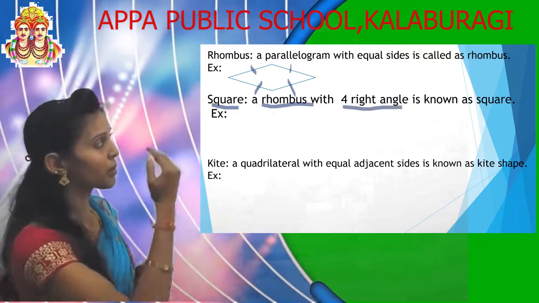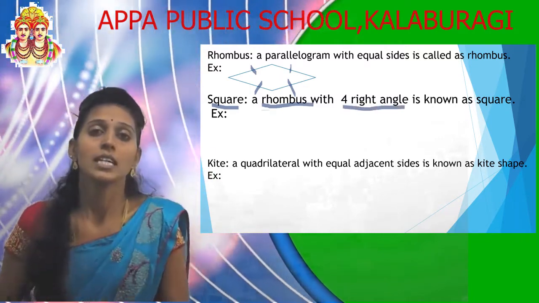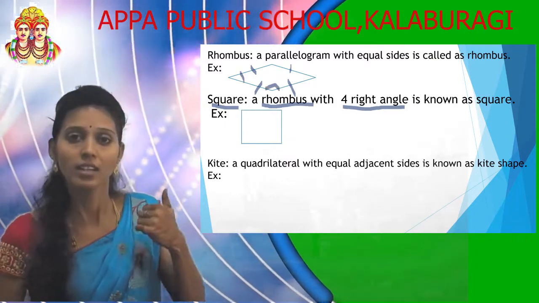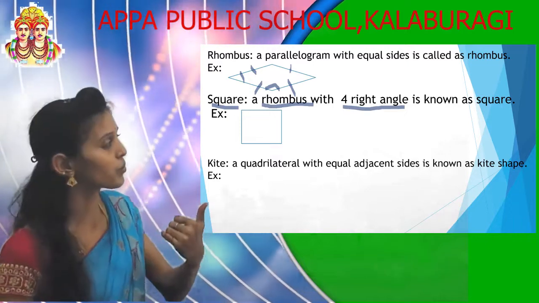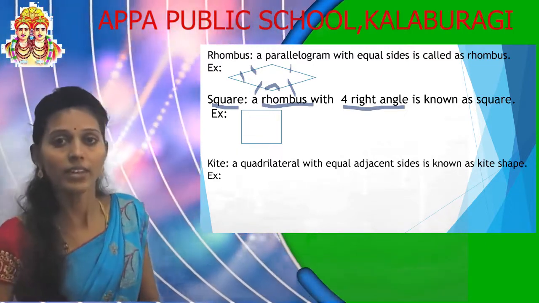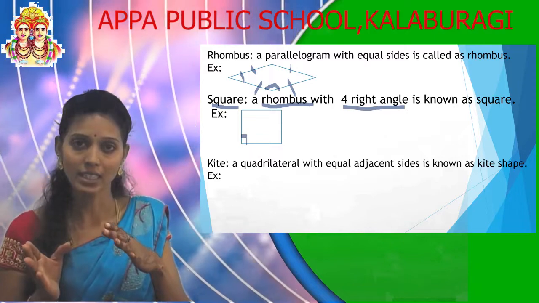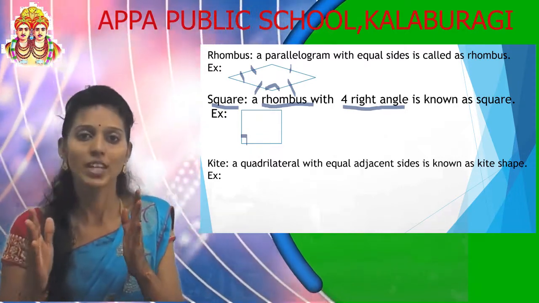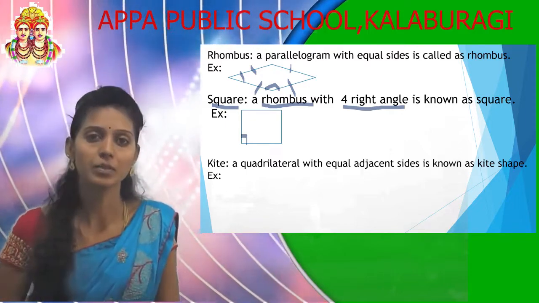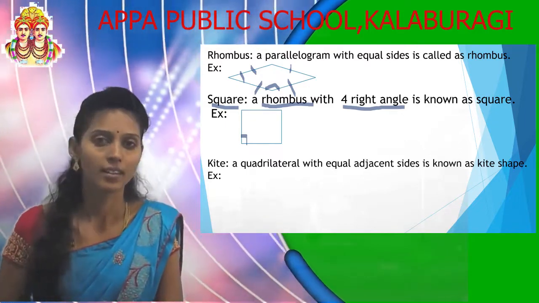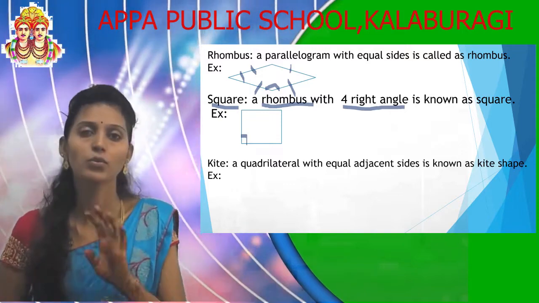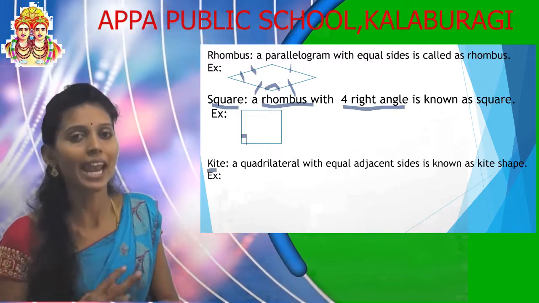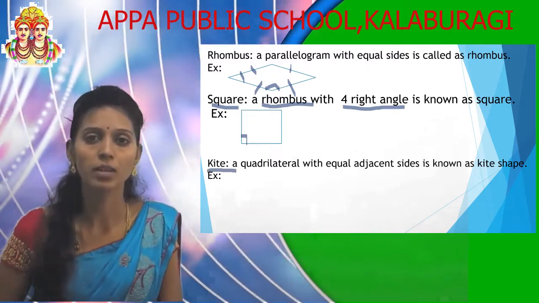Then what is the relation between rhombus and square? The same rhombus, here also, you can observe the angles. Obtuse and acute angles are there, right? If those angles are changed to right angles, if the same rhombus changes its shape to right angles, then it is known as a square. The same rhombus with four right angles is nothing but a square. Then lastly we have the kite shape.